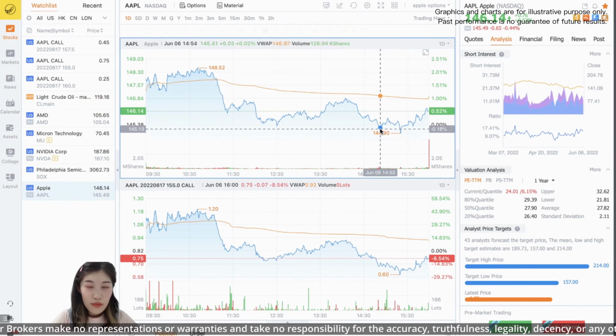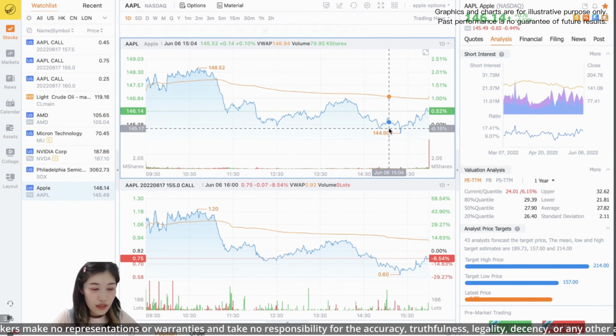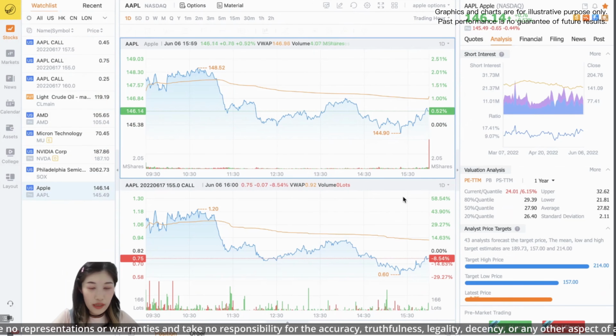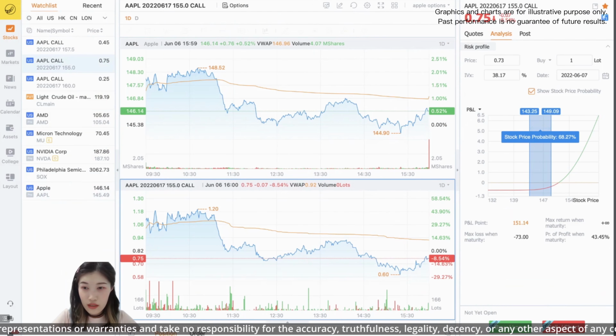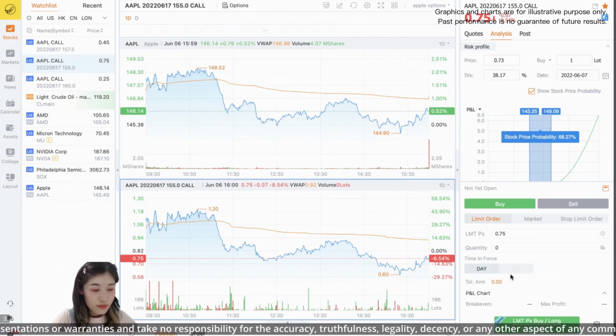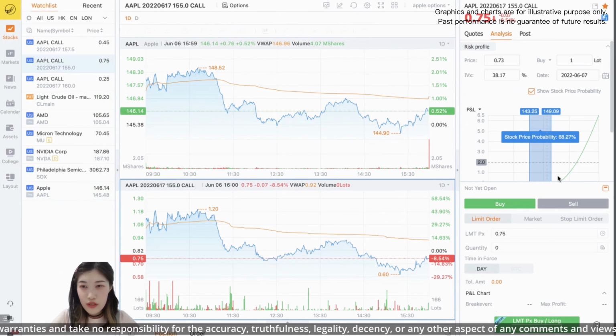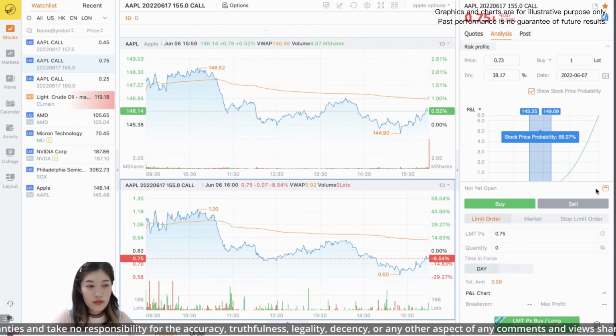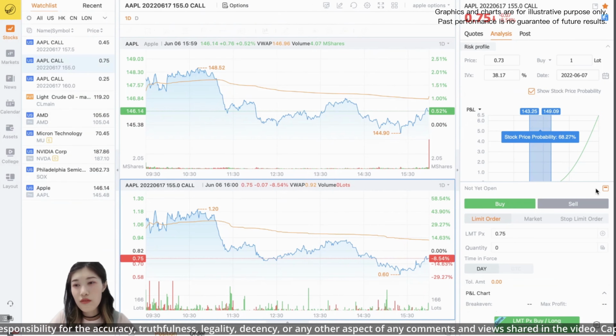And if the stock price of Apple is moving close to the break-even point when market opens, we can exit quickly here to avoid any potential loss. This is really nice because you can never do this on any mobile apps. Now that's all about options. Next, let's take a look at the flash trade function on futures.